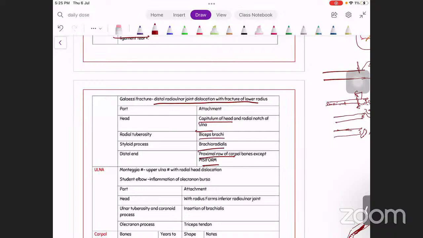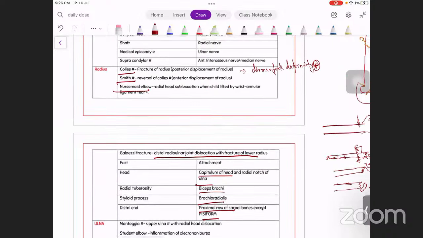So for the radius, we have 4 important clinical conditions. Galeazzi fracture, which is a fracture of the distal radius along with the dislocation of the distal radioulnar joint. Then you have the nursemaid elbow: radial head subluxation along with the annular ligament tear. And then you have the Colles fracture, people. Colles fracture is a fracture of the radius where the distal fragment of the radius will be upward and outward.